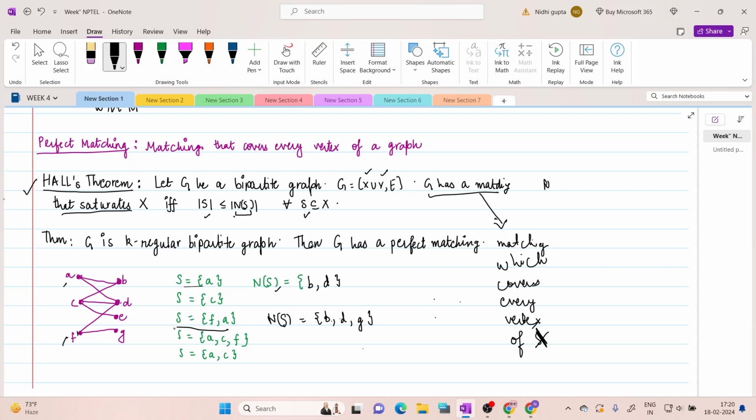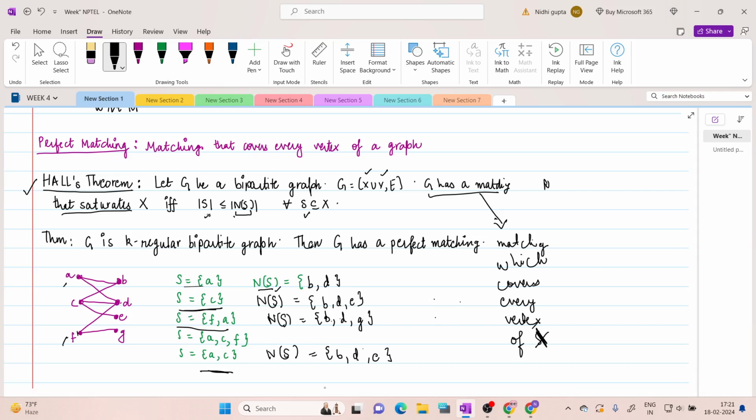So did you understand what we mean by neighbors of S? If yes, then first of all, if S is equal to C, what are the neighbors of S? B, D, and E. Good. And what about the last one, neighbors of {A, C}? B, D, and E. Okay, so these are the neighbors.